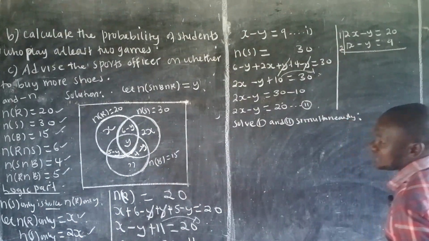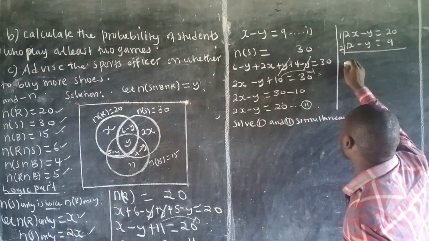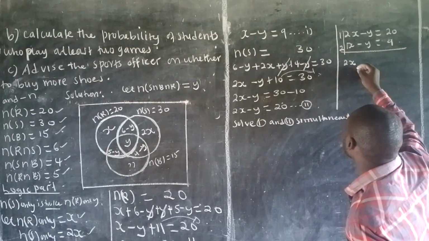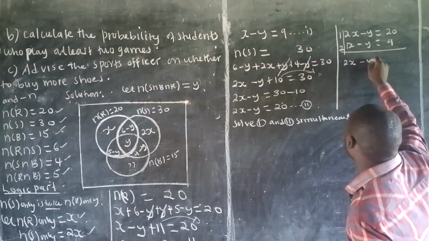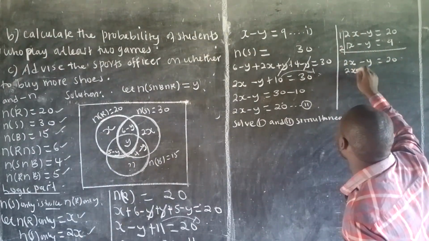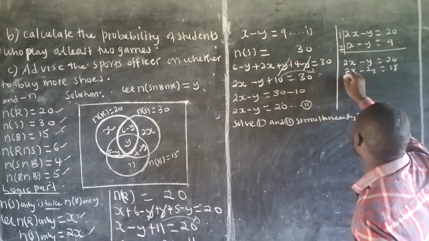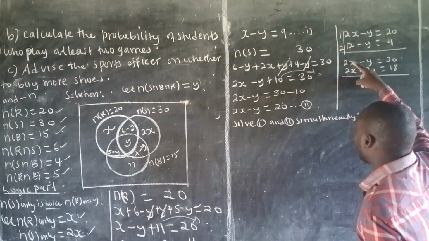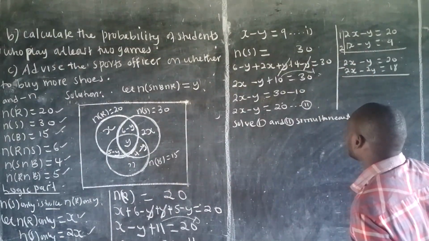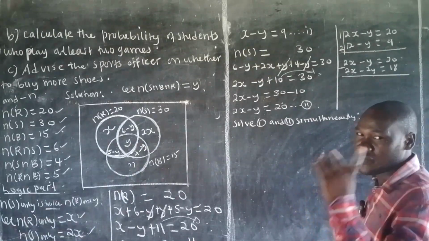Simplest way of eliminating. However, now, we can multiply. 1 times 2x will just be 2x, and 1 times minus y is minus y, equal to 20. 2 times x will be 2x minus 2y is equal to 18. Now how can you make these ones become a 0? You can make them become a 0 by subtracting. 2x minus 2x is a 0. There is no need of writing a 0 there because the 0 remains a 0.